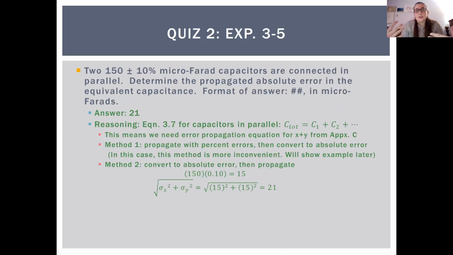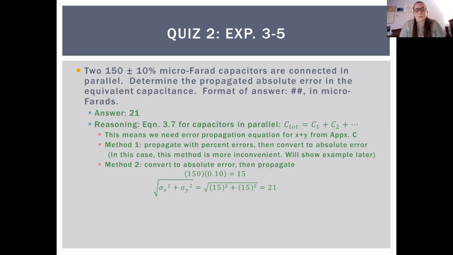All right, moving on to quiz 2 now. This was experiments 3 through 5. Remember, he quizzed you on experiment 3, capacitors, twice, and I don't really know why he chose to do that. But anyway, extra practice with capacitors, I guess. So let's go through it. Two 150 plus or minus 10% microfarad capacitors are connected in parallel. Determine the propagated absolute error in the equivalent capacitance. And the answer that we're aiming for there is 21.